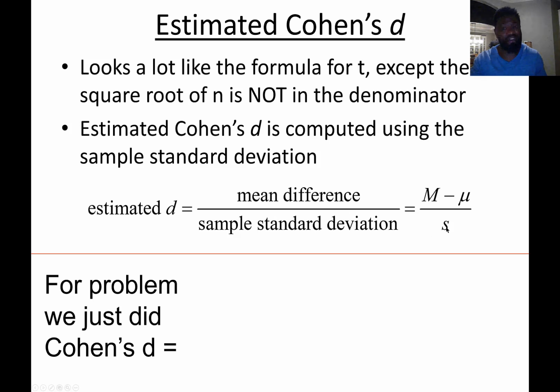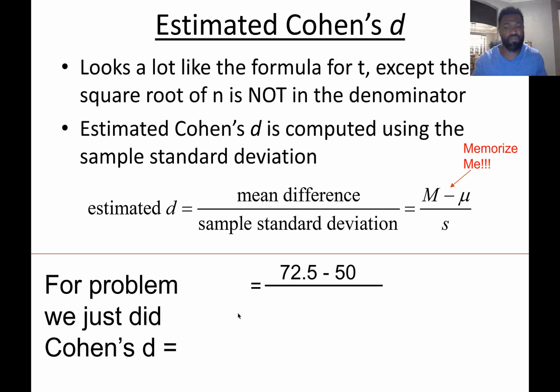So we're not going to use the standard error. We're just going to use the sample standard deviation, okay? So for this formula that we just learned for the problem we just did, that mean difference, you need to basically put Cohen's d in your head. It's sort of the most popular one that we're going to learn.